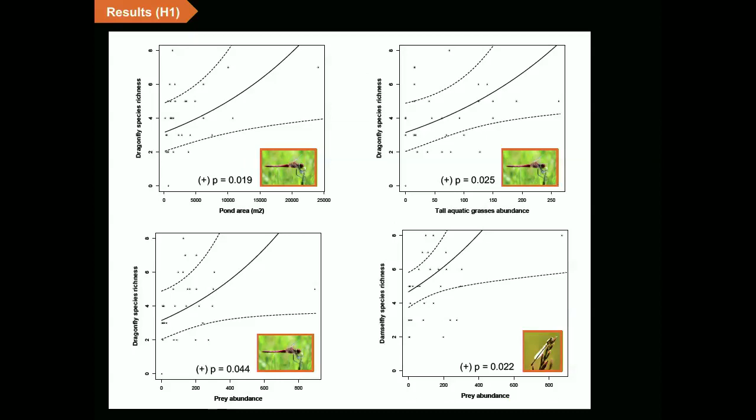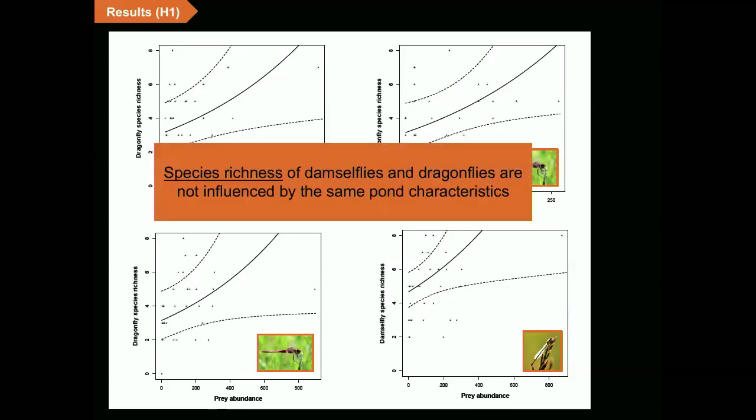We also looked at species richness, and for dragonfly, we have a positive effect of the pond area, of tall aquatic grasses abundance and prey abundance. And we had a positive effect of prey abundance for damselfly. So, species richness of damselfly and dragonfly are not influenced by the same pond characteristics.